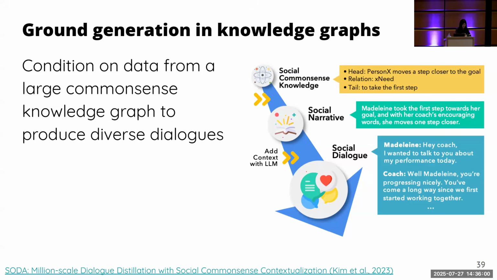So here in the example, the tuple is: if a person X needs to move closer to the goal, then they would need to take the first step. And then from there, you transform that into a story about Madeline and her coach and how Madeline needs to take a step. And then from there, you transform that into a dialogue between Madeline and her coach. And they find that this works way better in terms of creating both natural and diverse outputs compared to just prompting the language model over and over again to create dialogues, because then inevitably it will collapse into a few repetitive cases.